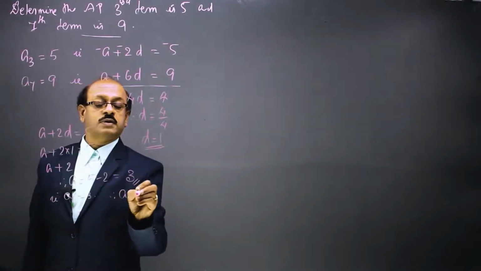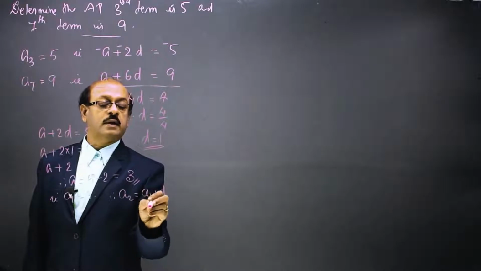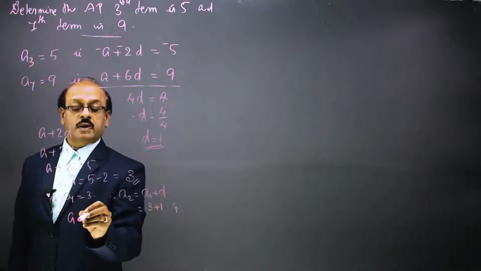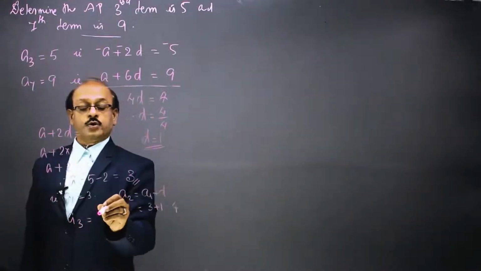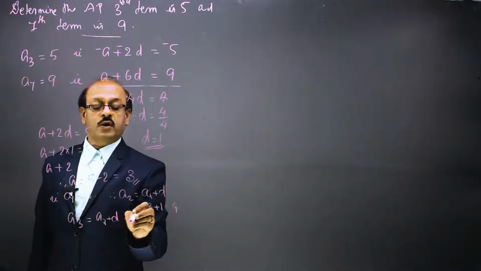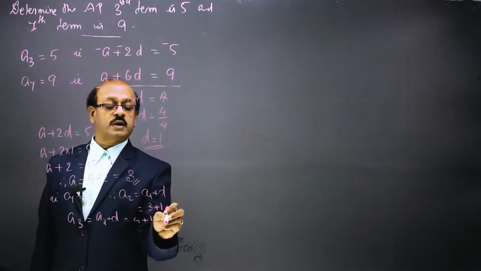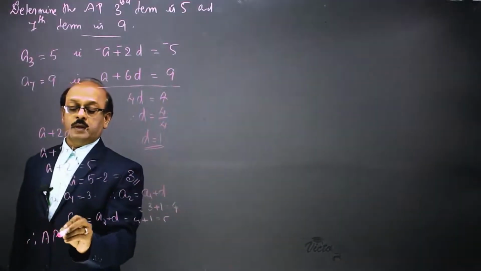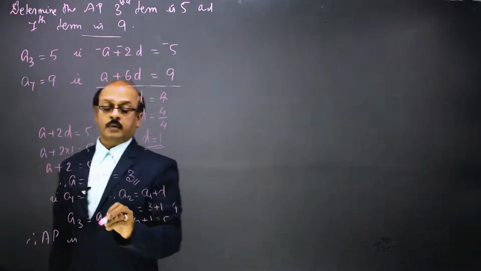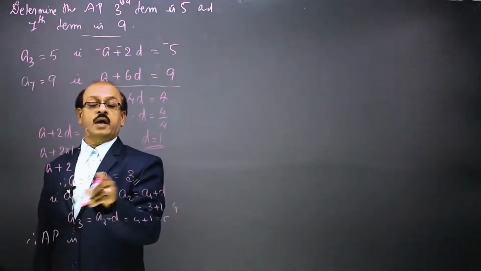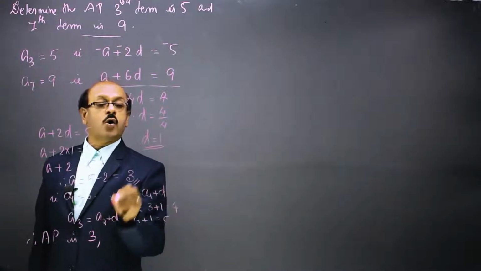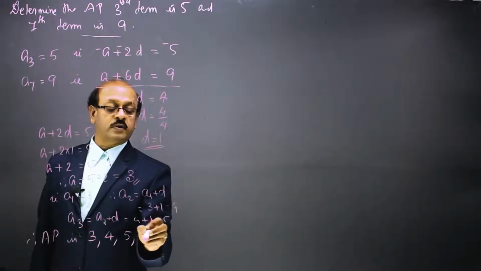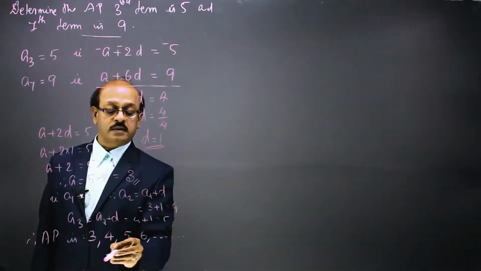Therefore, A2 is equal to A1 plus D, that is 3 plus 1 is equal to 4. And A3 means A2 plus D. The value of A2 is 4, then plus 1 is equal to 5. Therefore, the AP is, starting with the first term A is equal to 3, then common difference 1, therefore 3 plus 1, 4. 4 plus 1, 5. 5 plus 1, 6, etc. is the required AP.